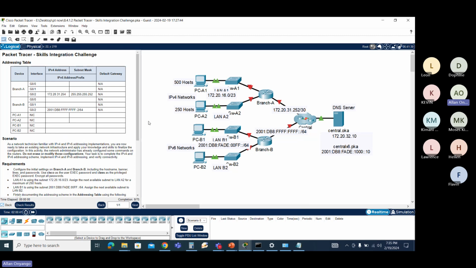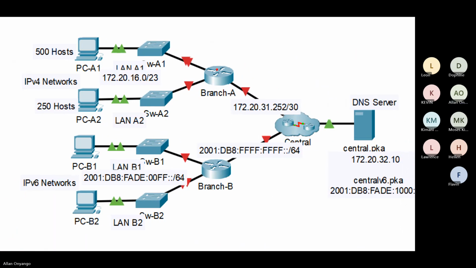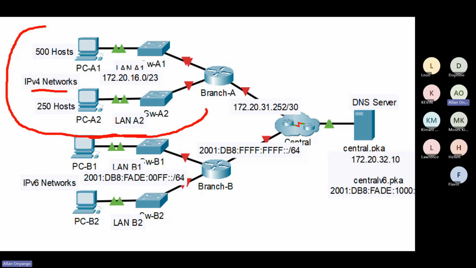So if you have not been keen in my class, this is the time you need to be keen from the beginning to the end. This network, if I can zoom it a bit, contains a couple of networks here. This branch A, which is the router, this part here, you can see, this part is an IP version 4 network, isn't it? Then the branch B router is an IPv6 network. Are we together?